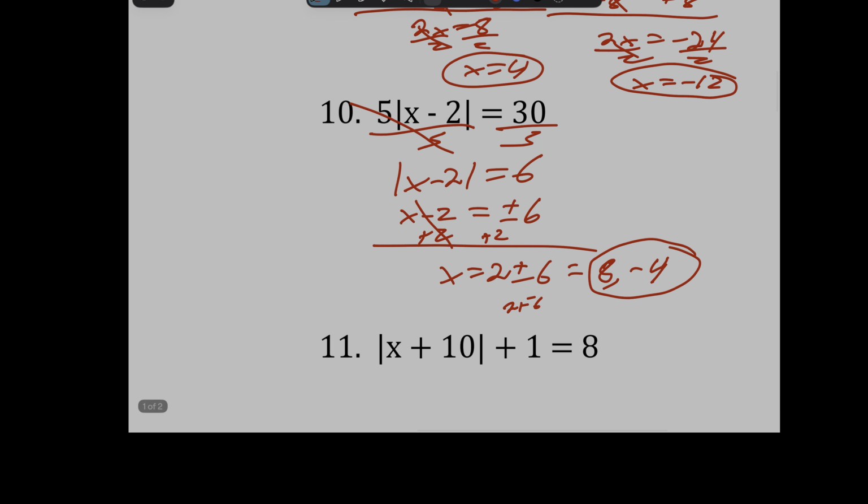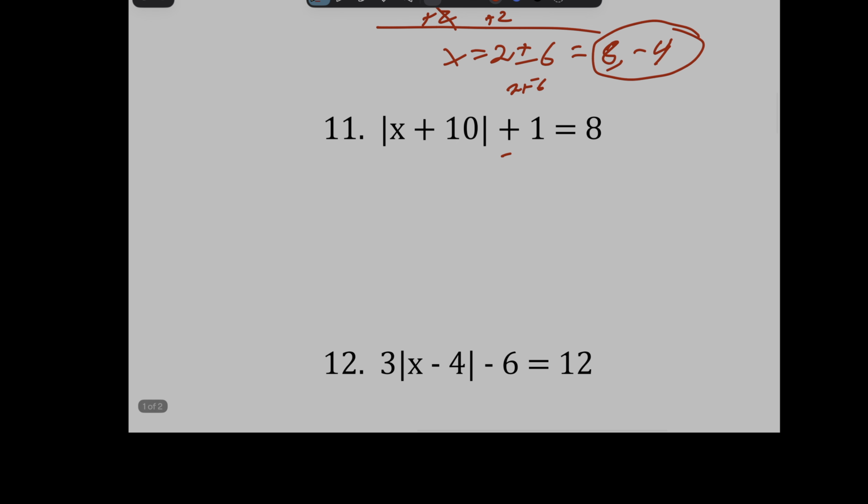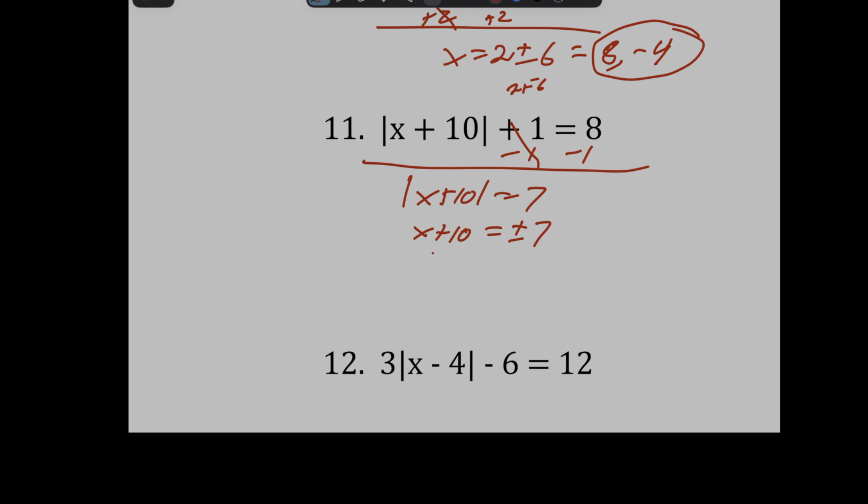All right. Let's go on to number 11 now. I'm going to go minus 1, minus 1. And when I do that, I get the absolute value of x plus 10 equals 7. So now I'm going to go x plus 10. To get rid of the absolute value, I'm going to go plus or minus on the 7. Now I'm going to subtract 10 from both sides. Now this one looks a little weird, but I'm going to write that negative 10 in front. Negative 10 plus or minus 7.